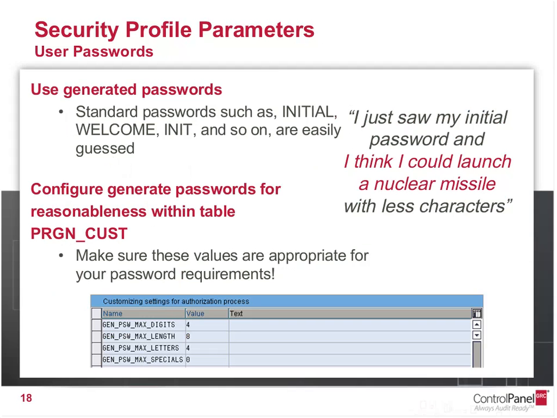As a result, we recommend customizing table PRGN_CUST. If you go in there in SM30 and do this in your dev system and transport it forward, you can set these values down here that we're showing in the table. It's the fields gen_psw_max_digits, max_length, max_letters, and max_specials. You would set those to map to what your password requirements are. So in our example here, we're saying that we want an 8-character generated password. We want 4 digits, 4 letters, no special characters. This is a great way to set up an initial password that's not guessable and also not impossible to be typing in.